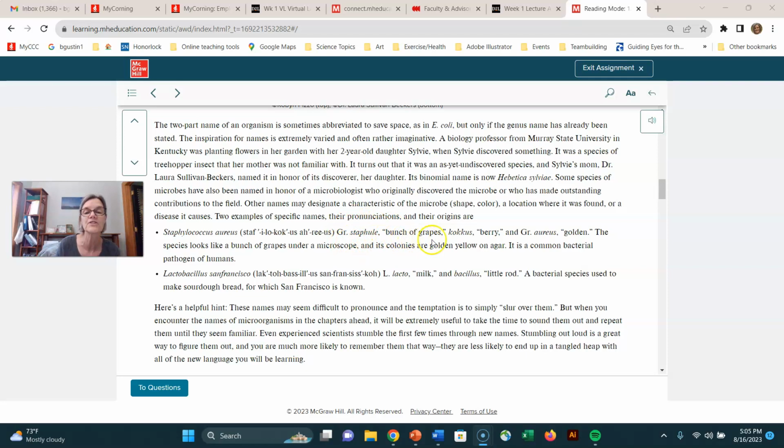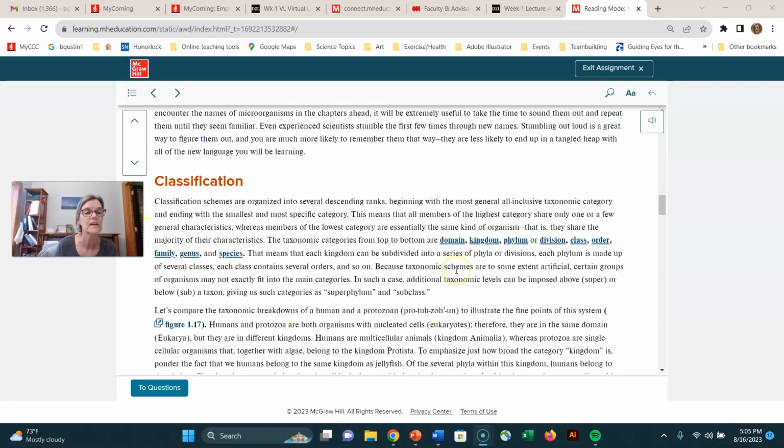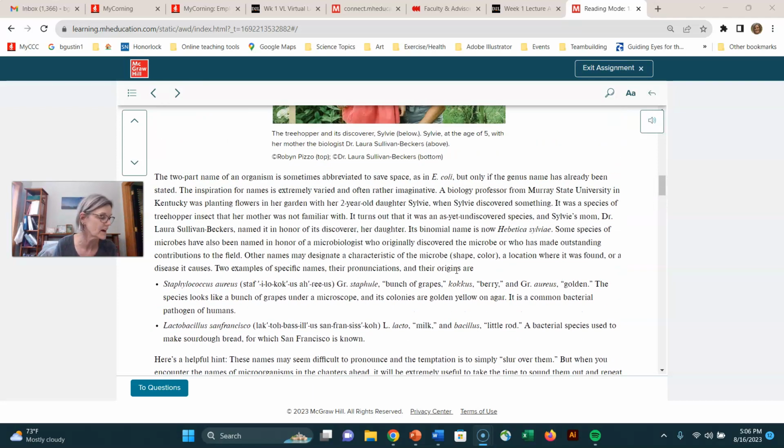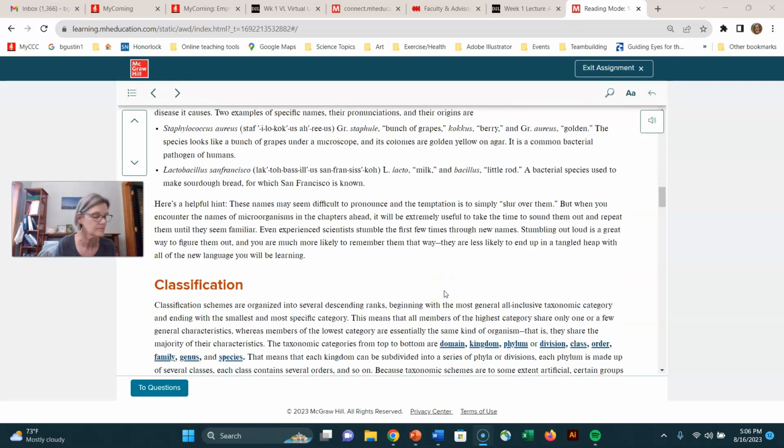Staphyle is Greek for a bunch of grapes, and coccus is berry. Aureus means golden, and if you grow Staphylococcus aureus on certain kinds of media, it has kind of yellowish colonies. So that's nomenclature. You should be able to write those names. In fact, I have a practice question that asks you to write the name Escherichia coli 4 different ways using correct scientific writing.